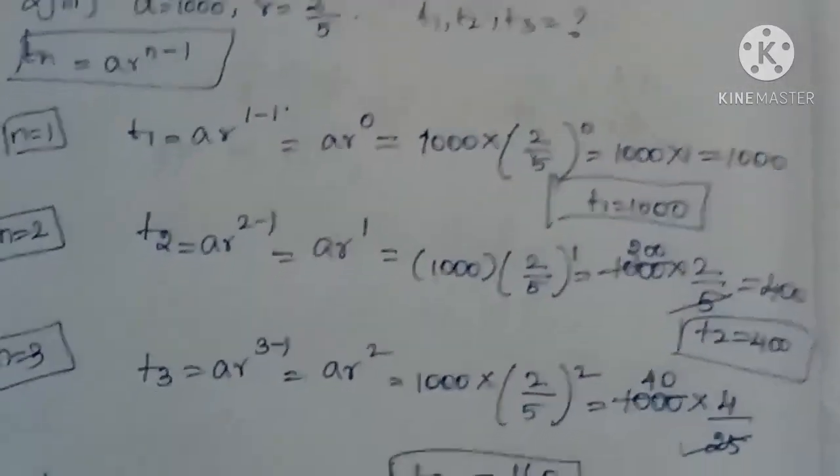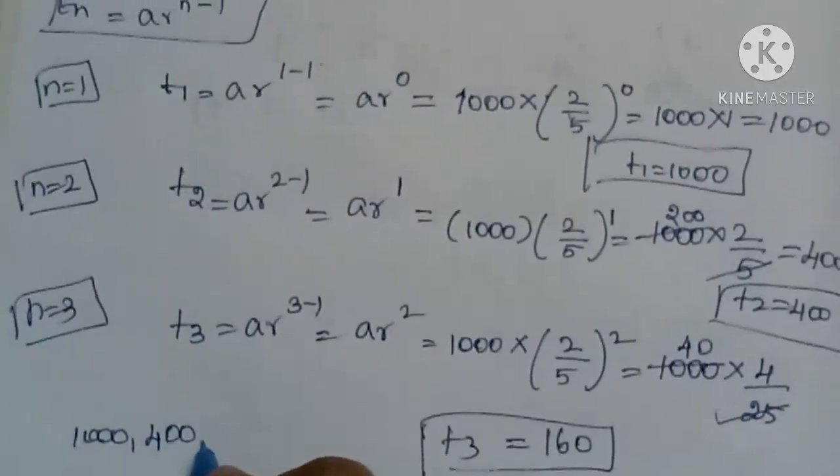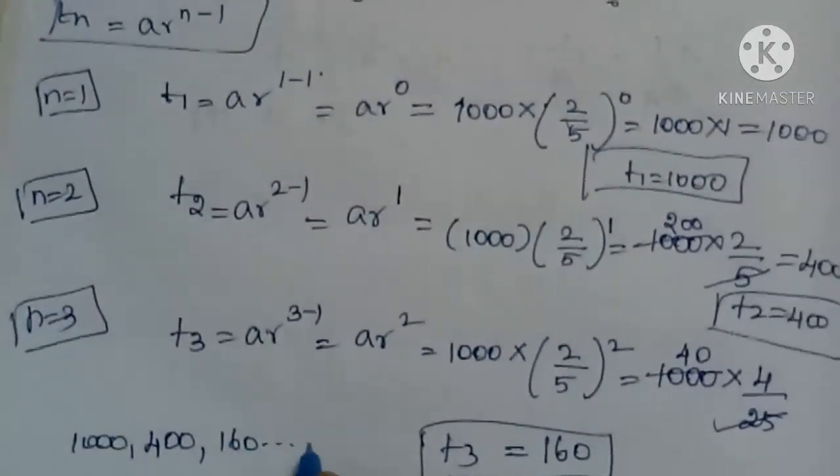Write the first term is 1000, second term is 400 and third term is 160, and so on.